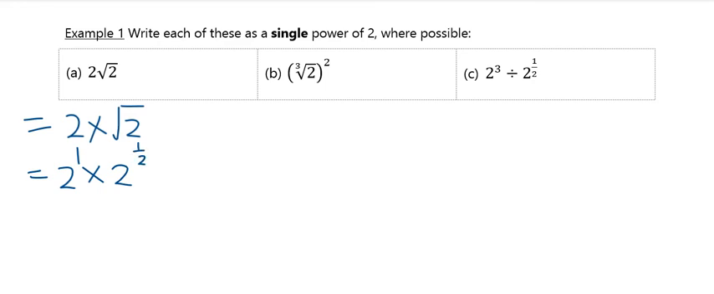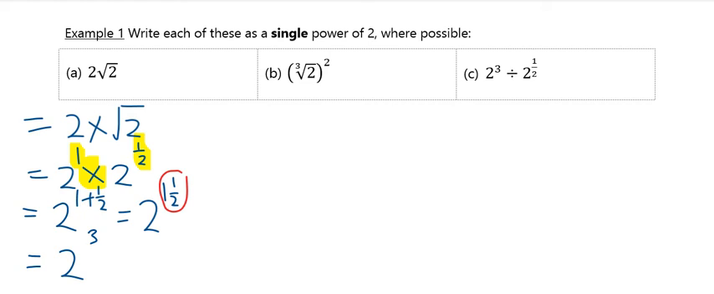Here you remember that when you have the same base and there is multiplication in between, you can add the powers together. So you have 2 power 1 plus half, so it becomes 2 power 1 and a half. Personally, I don't really like to see a power as a mixed number, so I can change it into 2 power 3 out of 2. So this is the answer for part A.